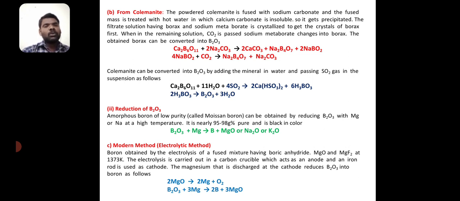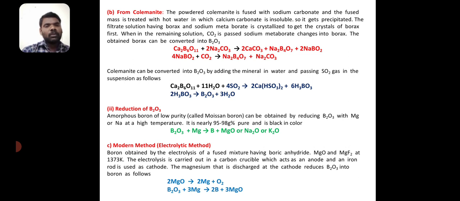Then, by reduction of B2O3, amorphous boron of low purity can be obtained by reducing B2O3 with magnesium or sodium at a high temperature. It is 95 to 98% pure and black in color.